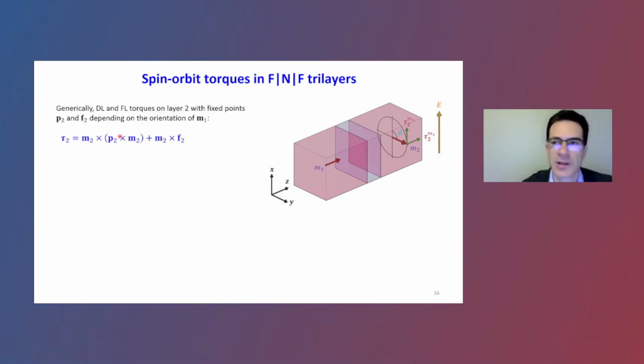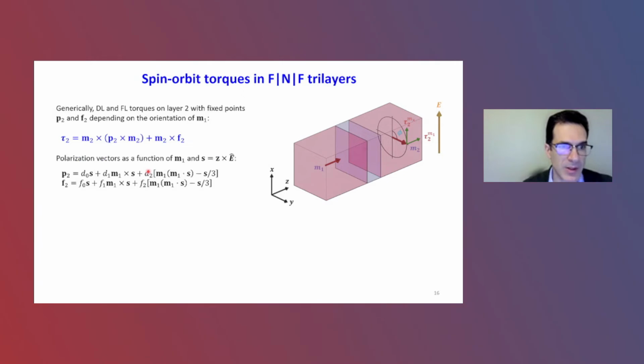Generically, if we look at the torque on layer 2, we can expect that it's a combination of a damping-like and field-like torque, but the orientations of the polarizations for those terms can depend on the magnetization of the other layer. So one can write an expansion like that. For example, S here is Z cross E, which is the Y direction with the standard choice of axes where the current flows in the X direction.